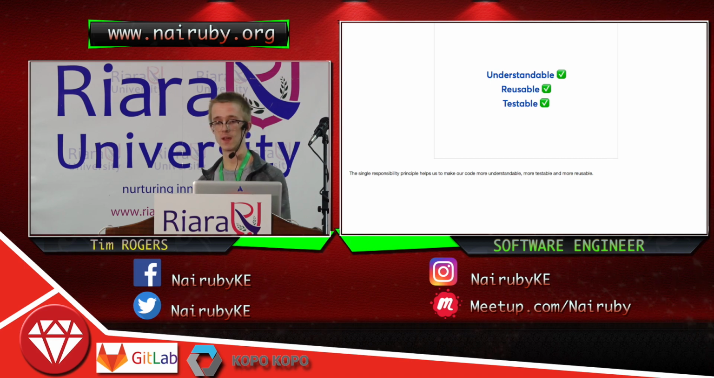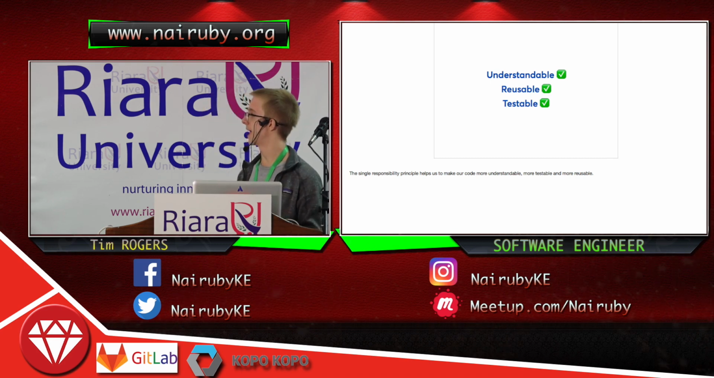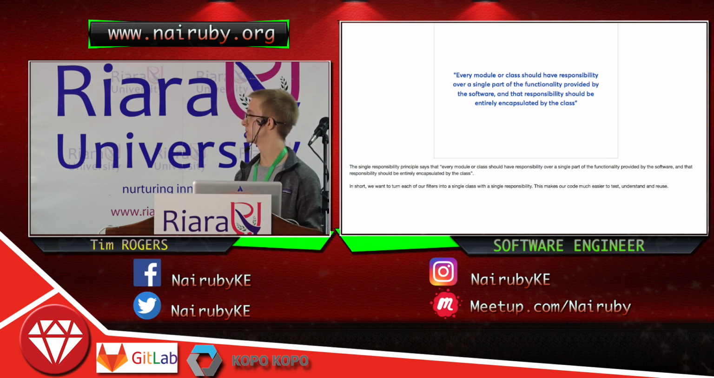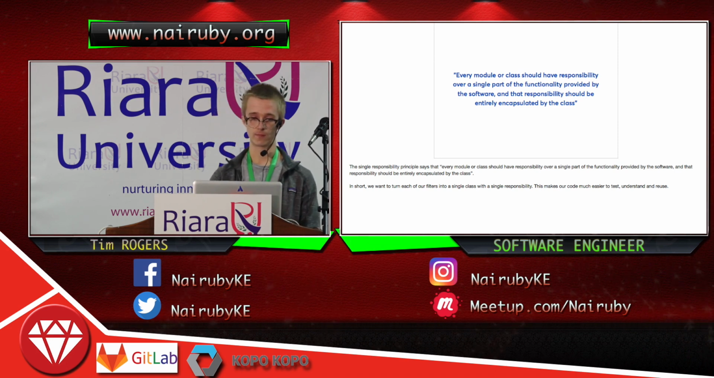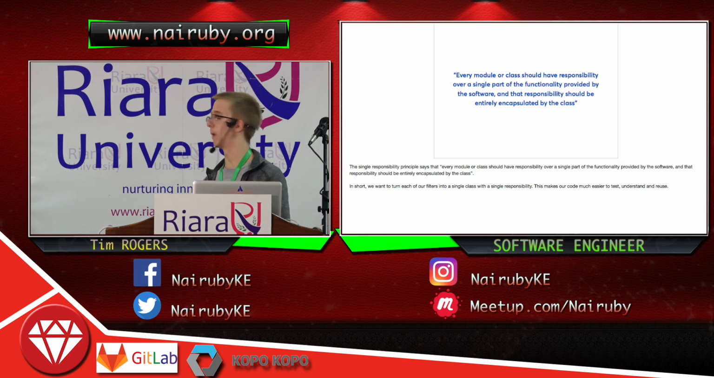So what is it? The single responsibility principle says that every module or class should have responsibility over a single part of the functionality provided by the software, and that responsibility should be entirely encapsulated by the class. In other words, in an ideal world, we want to turn each of these filters into a single class with a single responsibility. This makes our code much easier to test, understand, and reuse. So before we dive into this middleware pattern, let's have a look at what the Rails solution is to this problem so we can see whether that works for us.